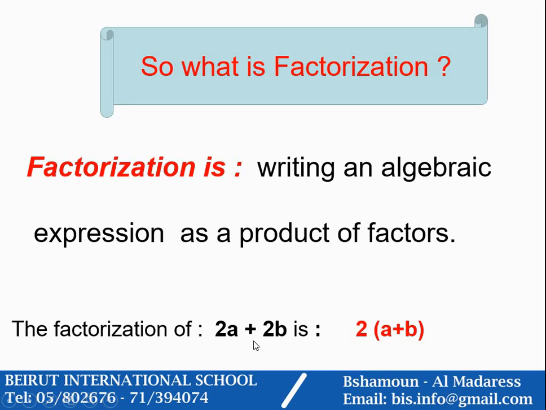So, when you write it as a product, multiplication of two terms like this, 2 and a plus b, between 2 and a plus b you have nothing, so you have multiplication. So it's a product of two factors. The first factor is 2, the second factor is a plus b. This form is the factorization or the factorized form of this expression.